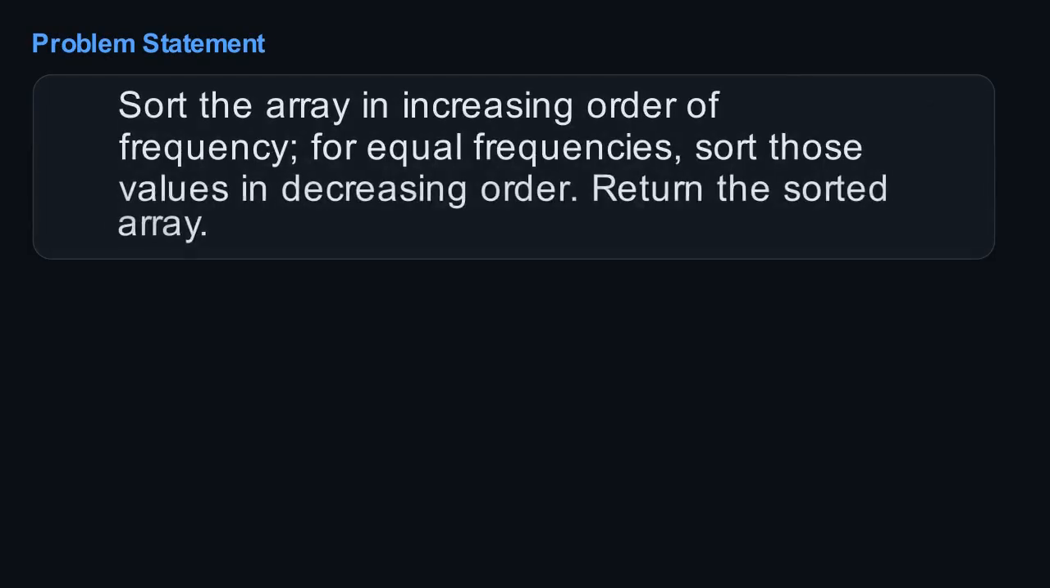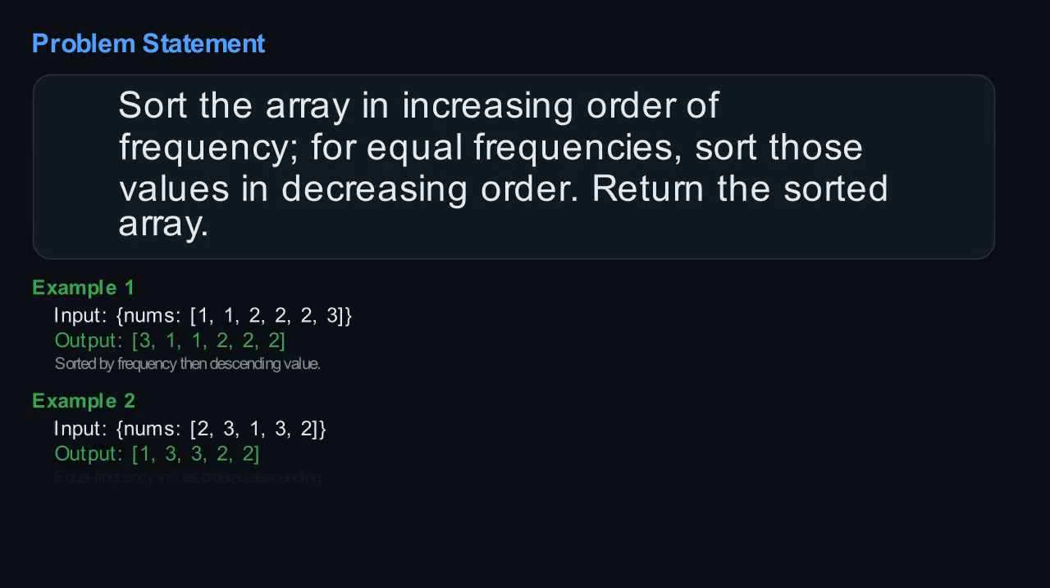The problem, sort array by increasing frequency, asks us to sort an input array of integers. The primary sorting criterion is the frequency of each number. Numbers with lower frequencies should come before numbers with higher frequencies. As a secondary rule, if two numbers have the same frequency, they should be sorted in descending order of their actual value. The output is the sorted array.